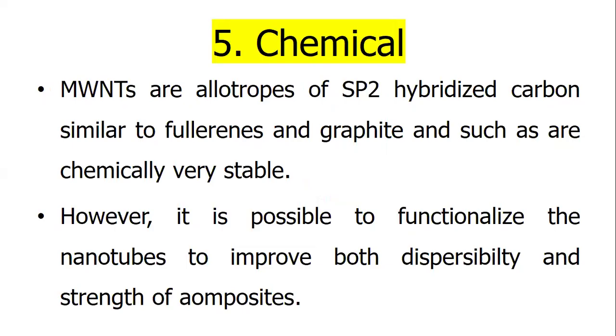Chemical. Multi-wall nanotubes are allotropes of sp2 hybridized carbon similar to fullerenes and graphite, and as such are chemically very stable. However, it is possible to functionalize the nanotubes to improve both dispersibility and strength of composites.